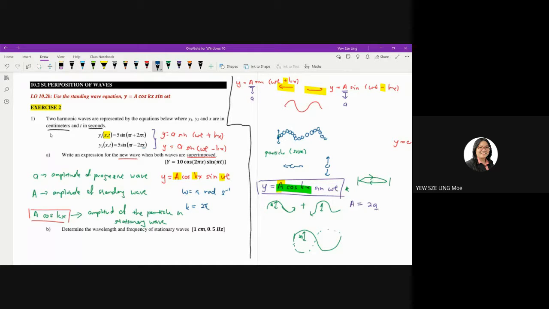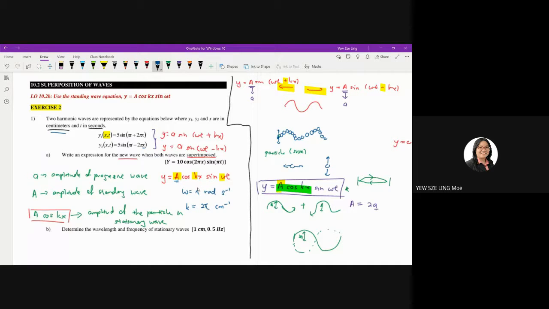Now your x is in terms of cm. Therefore, k is in cm negative 1. If your x is in terms of meter, then k would be meter negative 1. So by comparison, we have omega and we have k. The thing that we don't have right now is the amplitude.